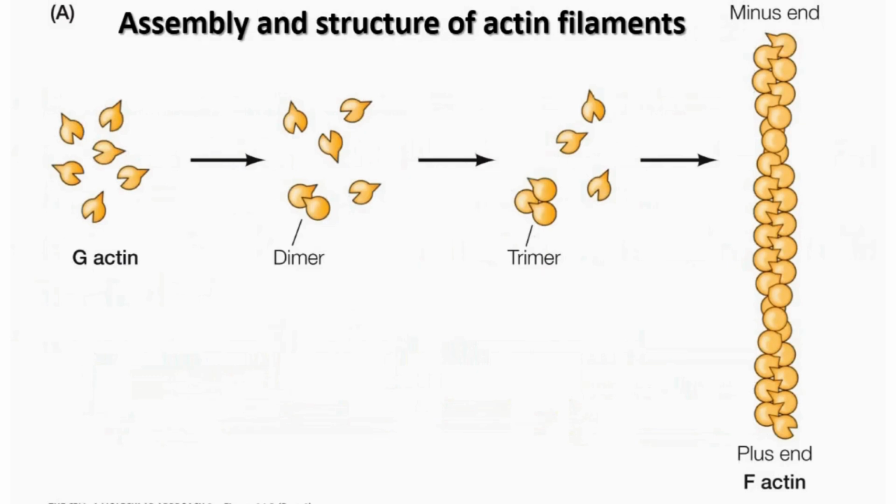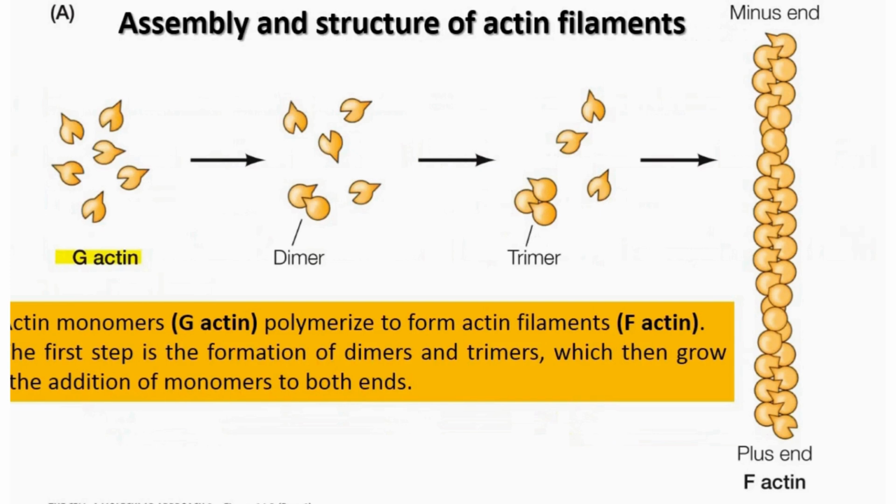Once again, to recap, the actin monomers, that is G-actin, polymerize to form actin filaments, that's F-actin. The first step is the formation of dimers. Dimers in turn grow by addition of monomers to both ends, and the dimers would form trimers. Trimers in turn would give way to the filamentous structure of F-actin.